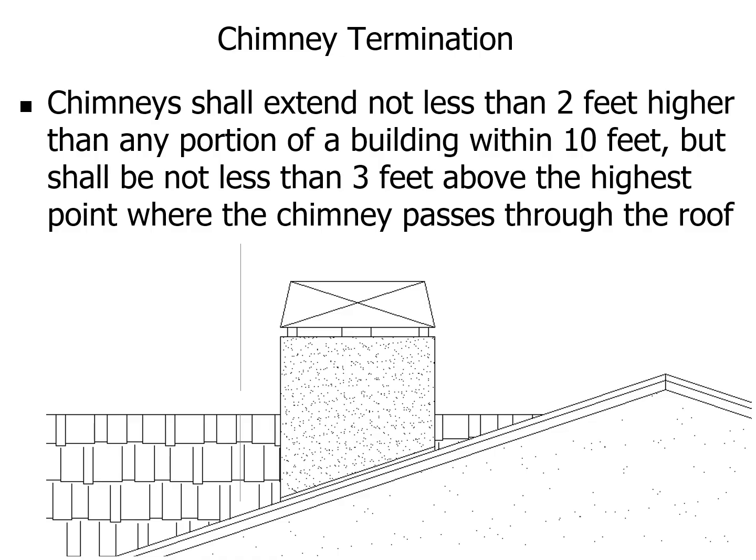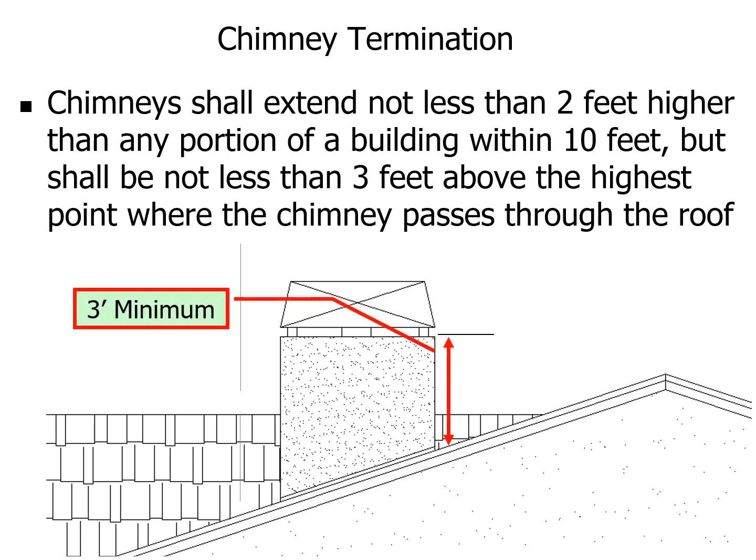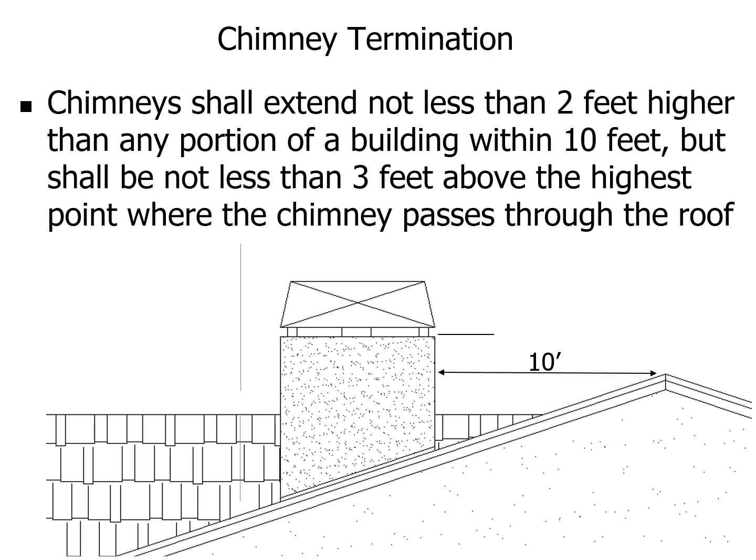So the code says chimney shall extend not less than 2 feet higher than any portion of the building within 10 feet, but shall be not less than 3 feet above the highest point where the chimney passes through the roof. Okay, direct code, right out of the code. Three feet up, or 2 foot higher than any portion of the building located within 10 feet. Okay, so wherever we come within 10 feet, we got to go 2 foot higher.